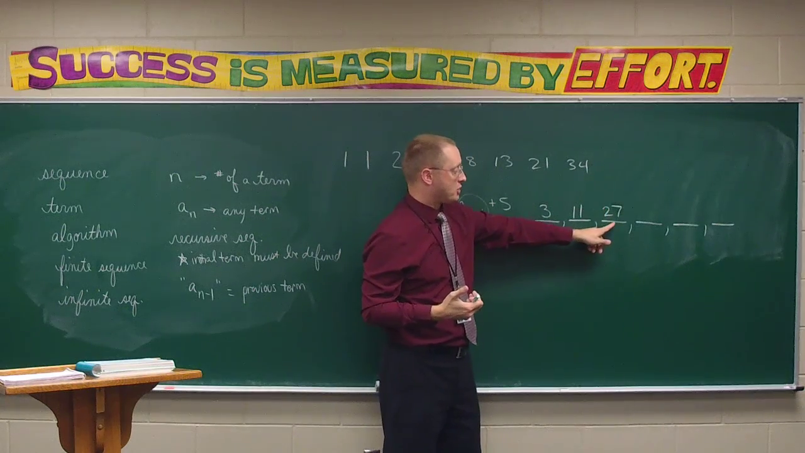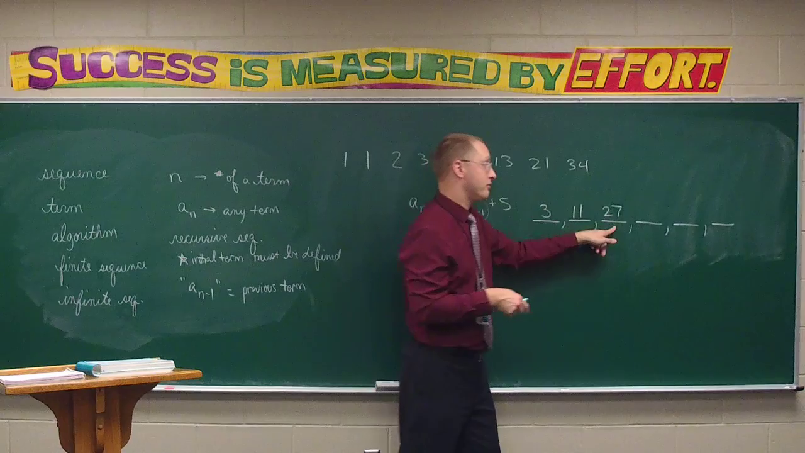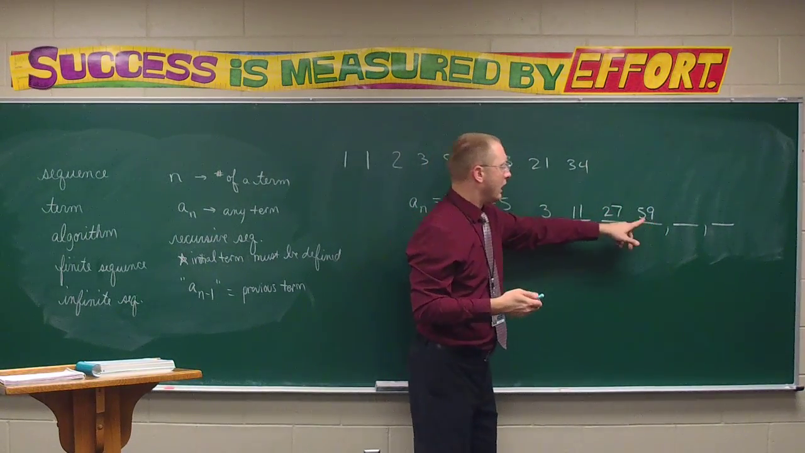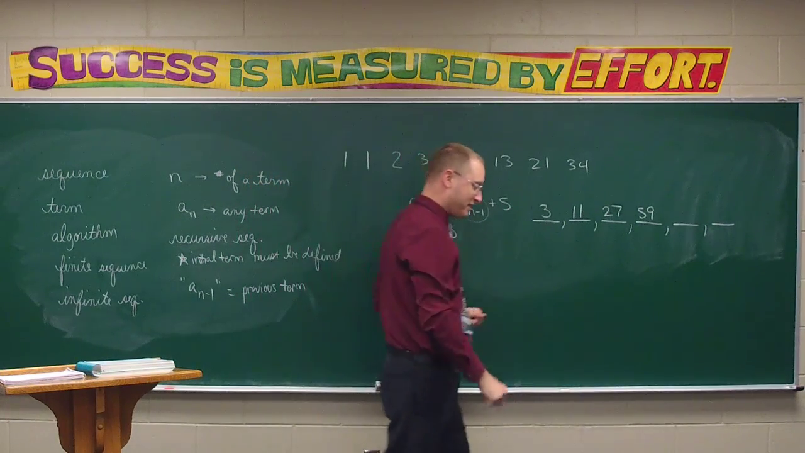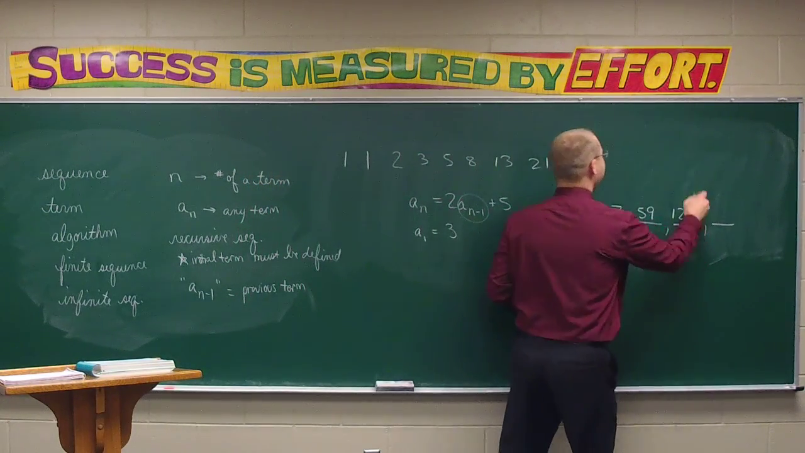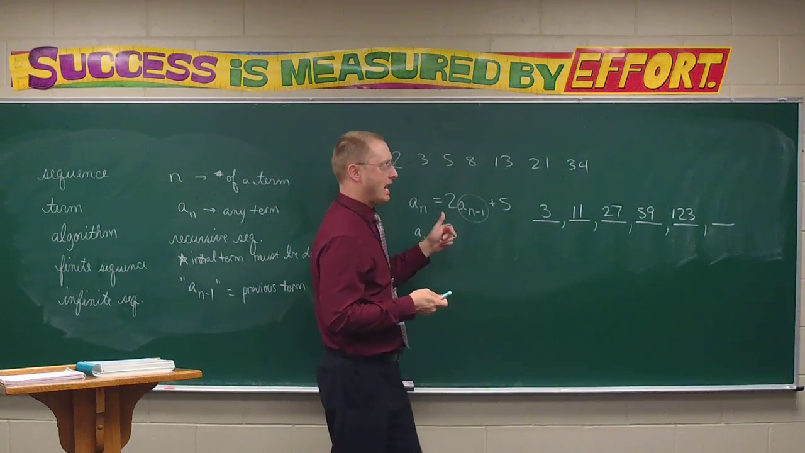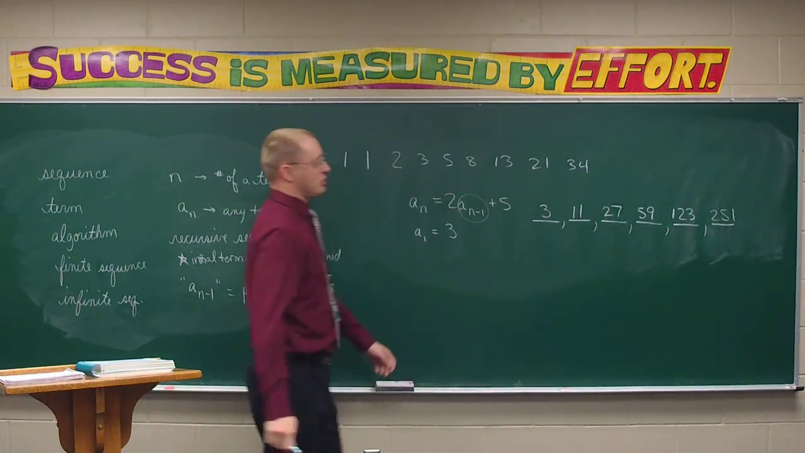Okay, now here's where you may need your calculators. Double and add 5. 59. Doubled is 54, add 5, 59. Double and add 5. 123. All right, and then double that and add 5. 251. And so there's our first 6 terms.